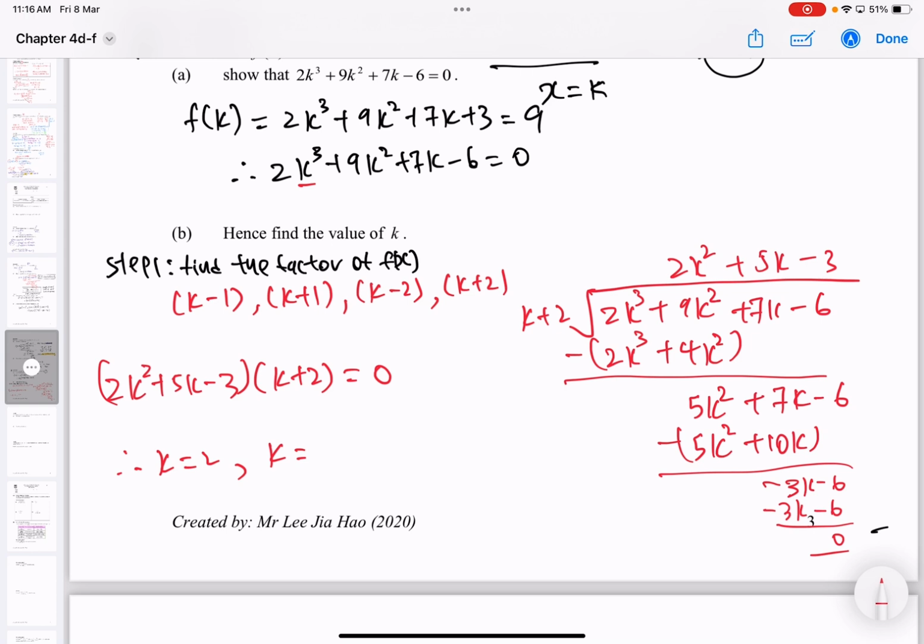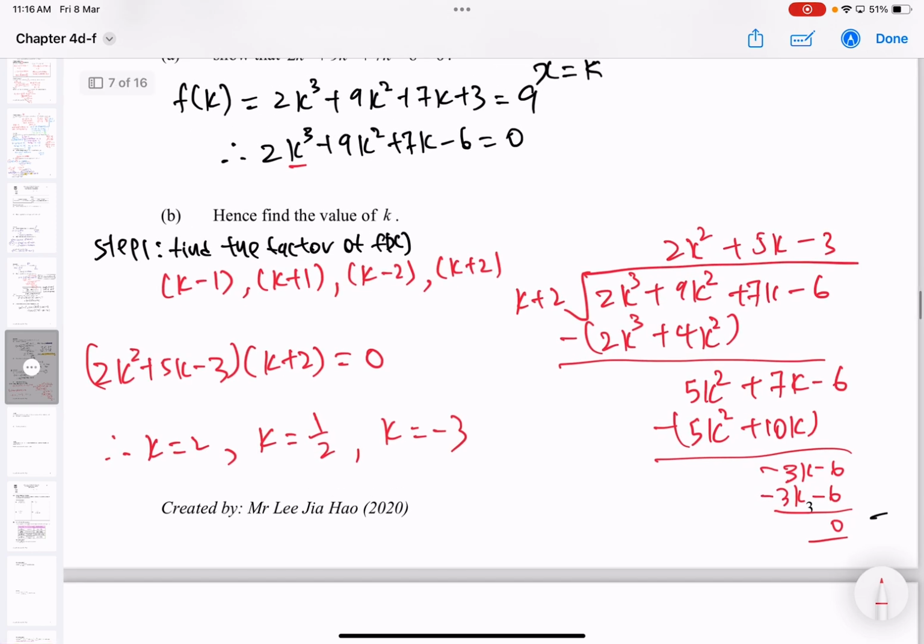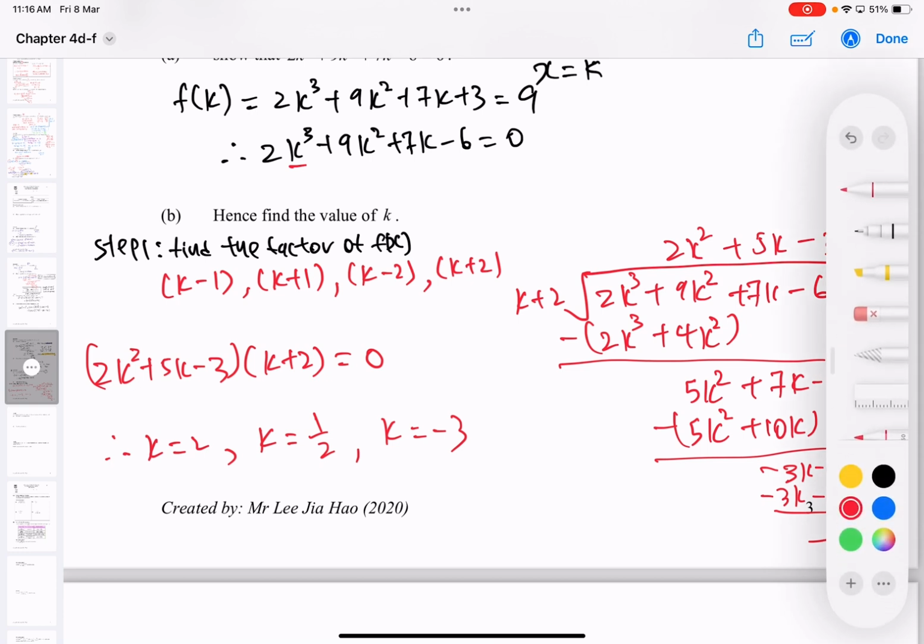You need to solve for the value of k. k is -2. Once you get this, you should be able to solve for the value of k, so you should have 3 answers. This one you can use the quadratic formula to get the answer. What's the first one? 2k squared plus 5k minus 3. k is 2. No, it's -2. Yes, -2, my apologies.